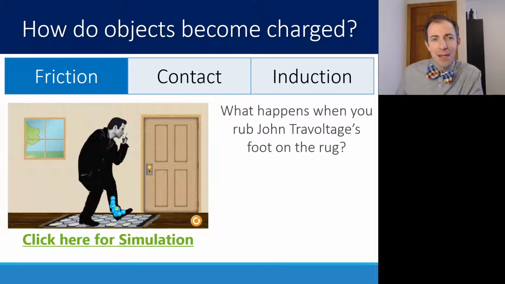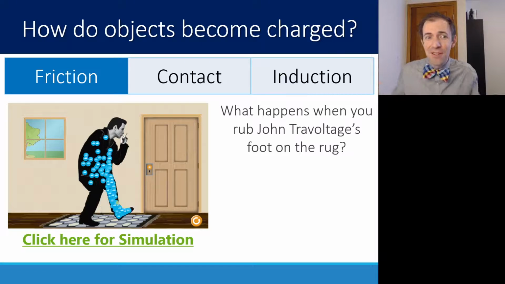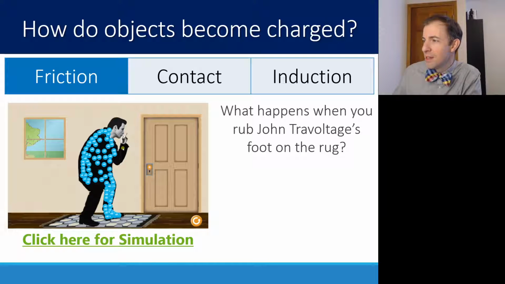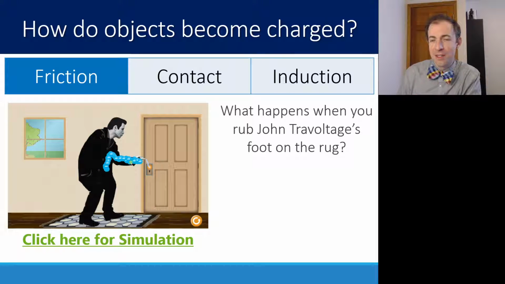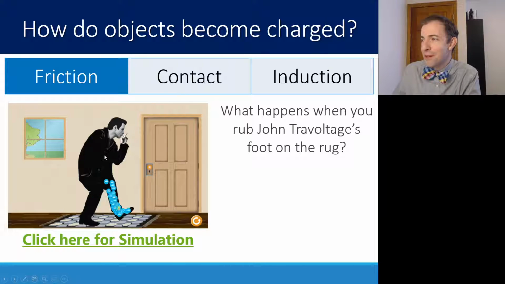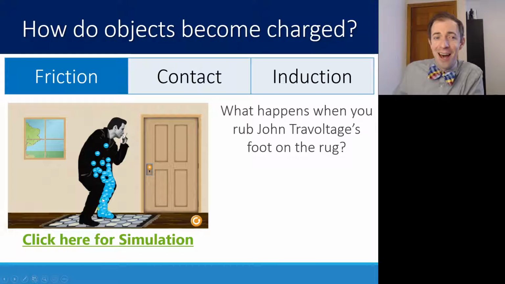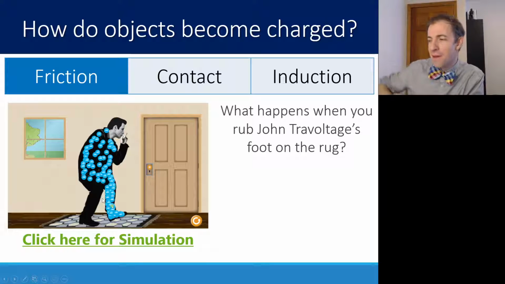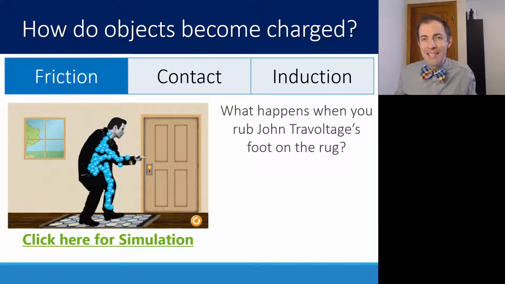Now, there are three main ways that an object can become charged. The first one is that physical scraping, in this case, friction, creating this charge that's happening. We saw it with a balloon on the sweater. You can also see it here with John Travoltage rubbing his foot on the carpet on a nice, cold, dry day in the winter. You might experience this as well.